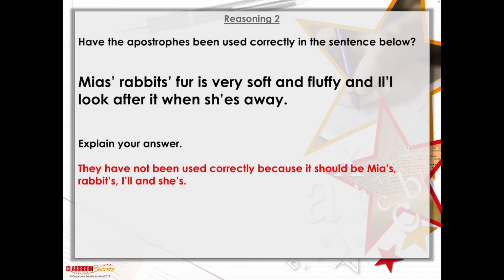Now that we've had a little look at some examples, back on Purple Mash, there are some questions for you to have a go at and to complete. Good luck, and always just think about the rules that we've talked about with contractions, singular words, plural words, and when an apostrophe should be used.